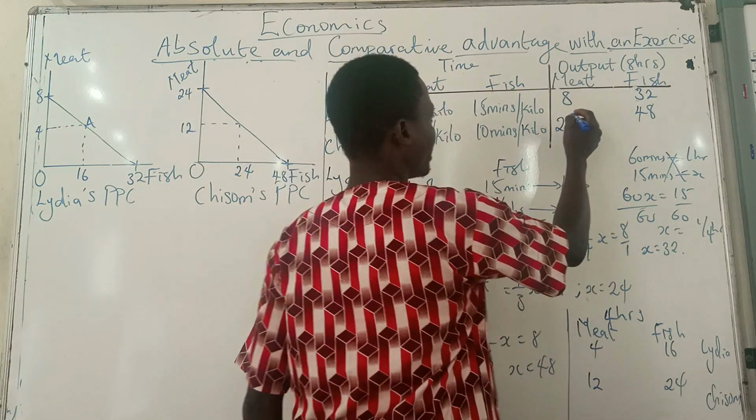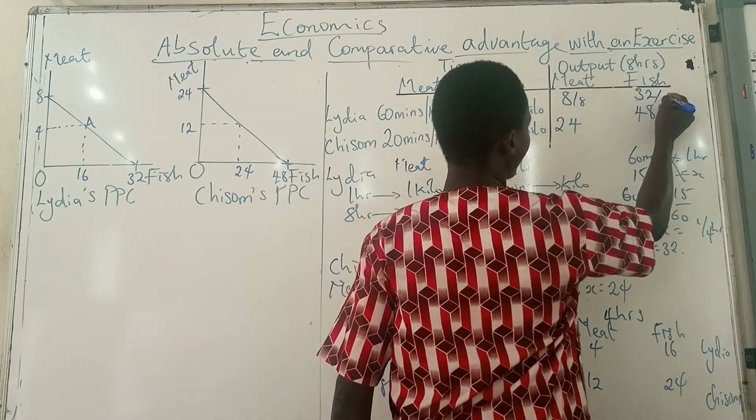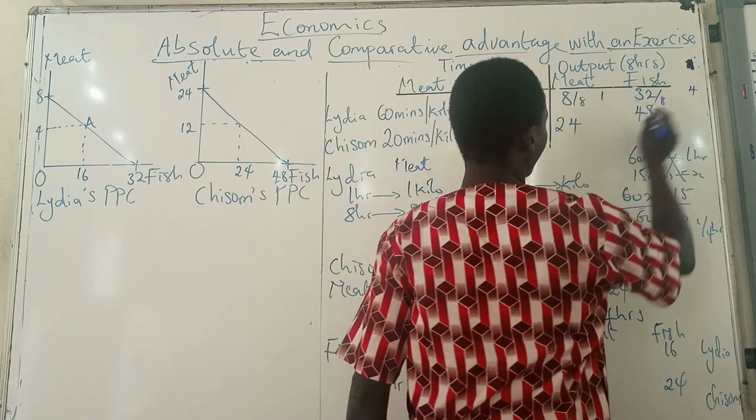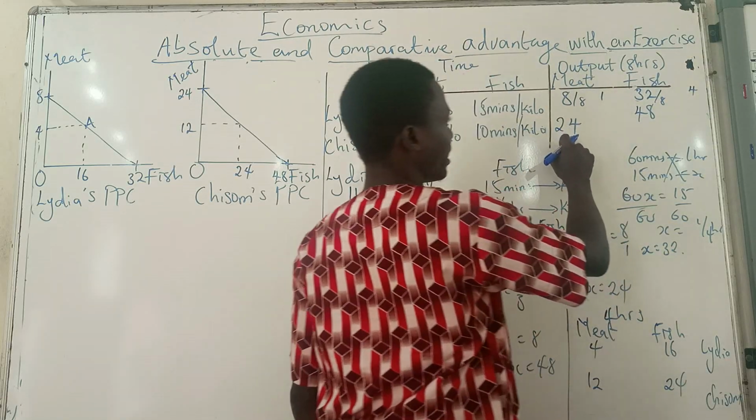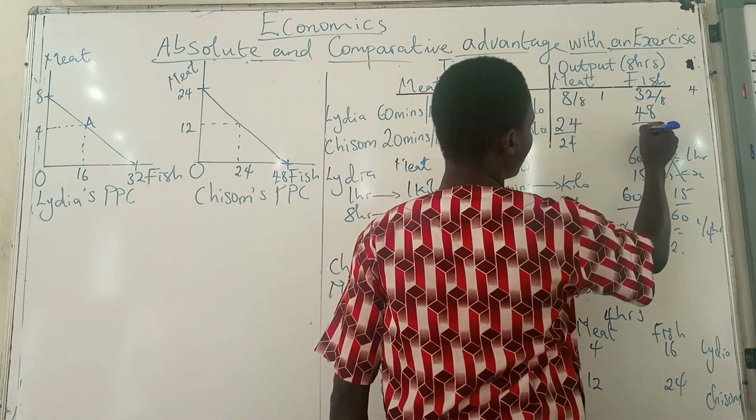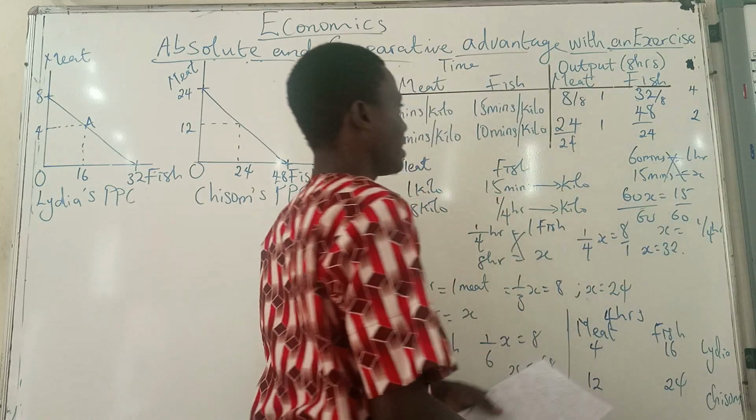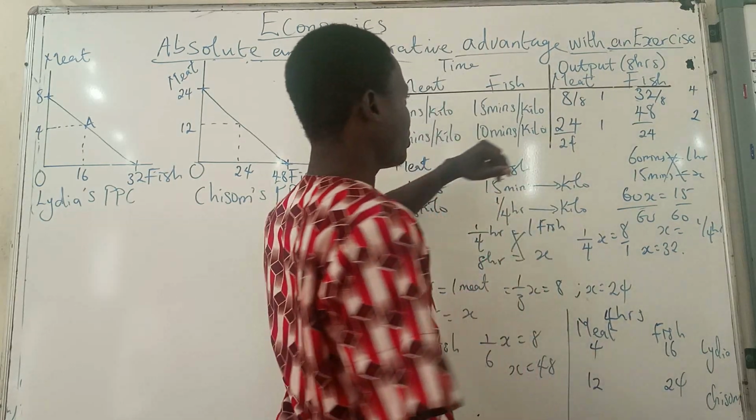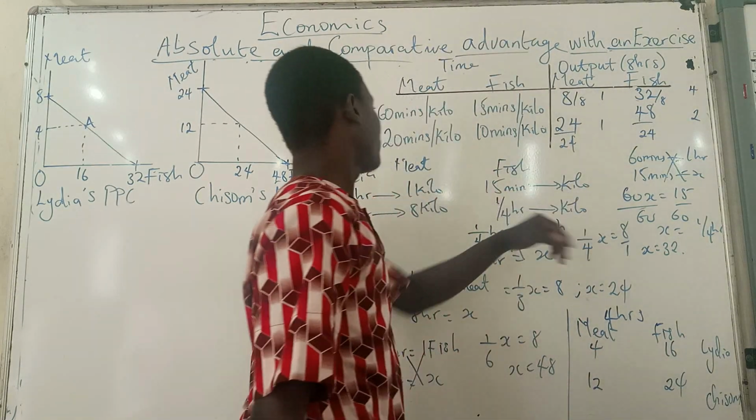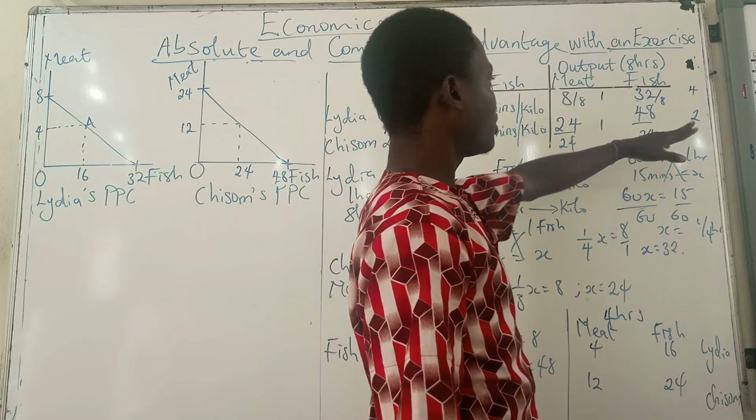So what I'm just going to do is to express them in units that we can compare. For Lydia, I'll divide this through by 8, divided by 8. So here we'll be having 1, and here we'll be having 4. Then I divide this through by 24 as well. So we'll be having 1 here, and we'll be having 2 here. So now we can compare. This is like 1:4. If Lydia decides to produce a kilo of meat, she'll be giving up 4 kilo of fish. And if Chisom decides to produce a kilo of meat, he would be giving up 2 kilos of fish.